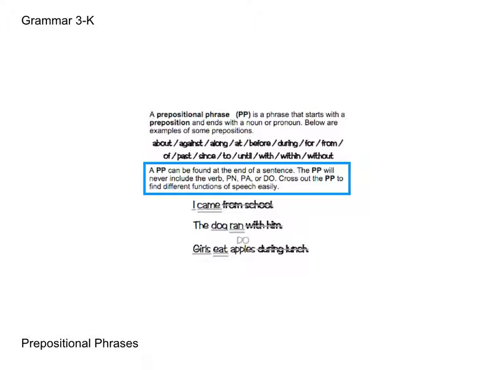A prepositional phrase can be found at the end of a sentence. The prepositional phrase will never include the verb, predicate nominative, predicate adjective, or direct object. Cross out the prepositional phrase to find different functions of speech easily. And below we have a series of examples so you can get familiar with those, but instead we're just going to jump right into it with this video.